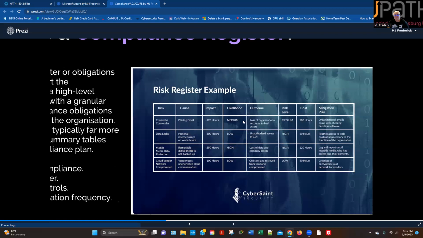The outcome: loss of organizational accounts to bad actors, unauthorized access of our CUI, loss of data and company assets, and the CUI sent and received from the vendor is compromised. That information, the cloud vendor, it's compromised. Our unencrypted cloud information. The risk, again, medium, high, and then low. The cost, again, 100 hours here, 50 hours there, 120 hours here, 50 hours there. And you have got to come up with what are we doing to mitigate this or eradicate it?